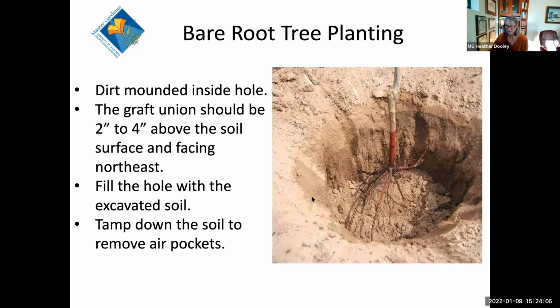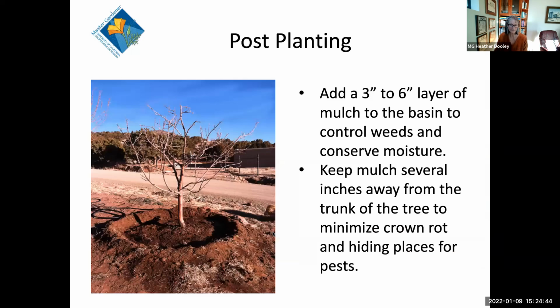Position the graft union, and if you see on that picture, you can see where the graft is, and make sure that's above, and plant high and fill the soil back in that you took out of it. You can see that little graft union. Ideally, you want that on the north side so that the sun doesn't damage that area. So fill the hole back in and then tap it down to remove any air pockets you might have. And then you water it in.